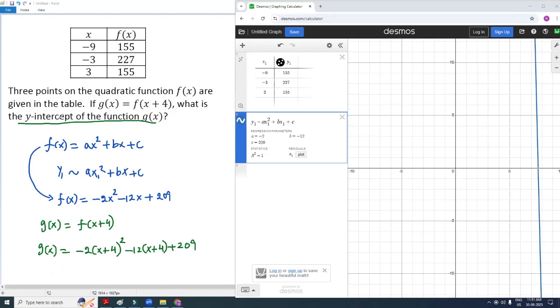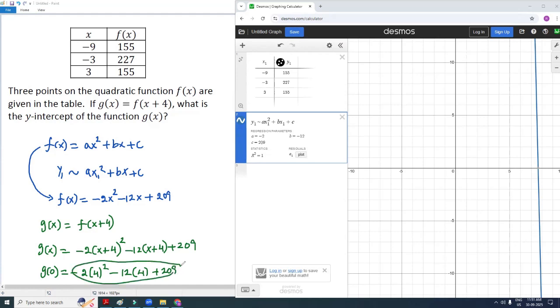In any case, if I want to get a y-intercept, I have to plug in x equals 0. So let's plug in x equals 0 over here in the function g of x. Then we get g of 0 equals -2 times, when I plug in x equals 0, it will become 0 plus 4. That is just 4. That is -2 times 4 squared, -12 times, when I plug in x equals 0 here, it will become 0 plus 4. That is 4, plus 209.